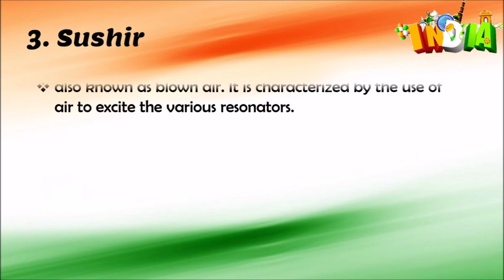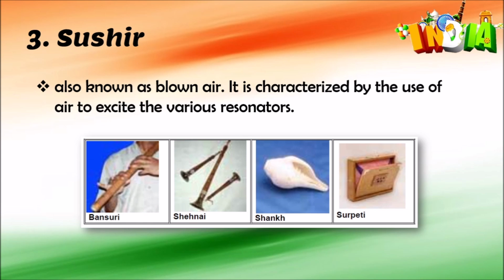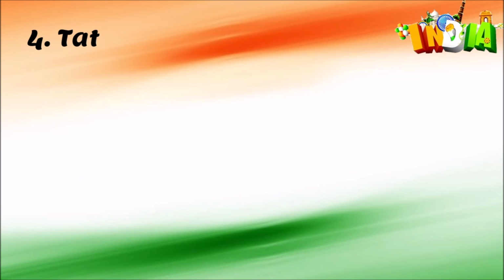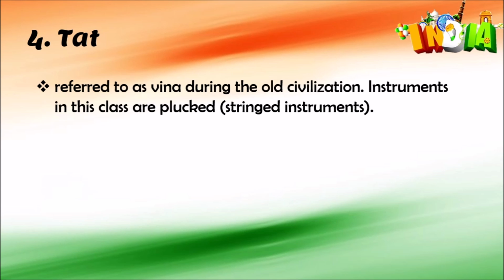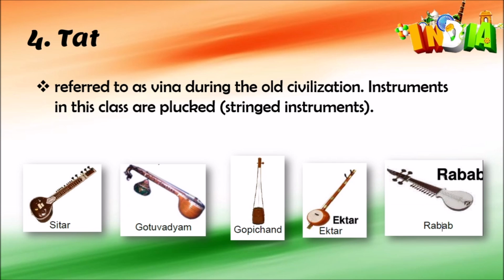Next, Sushir. It is also known as blown air. It is characterized by the use of air to excite the various resonators. Bansuri, Shehnai, Shank, and Serpeti. Number 4, Tat. It was referred to as Veena during the old civilizations. Instruments in this class are plucked or string instruments like sitar, gotuvadyam, gopikhand, ektar, and rabab.